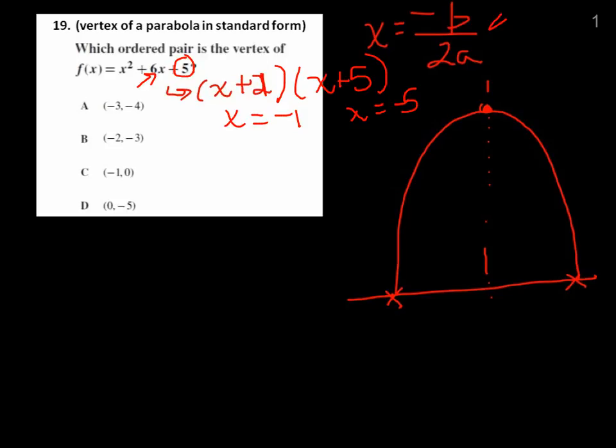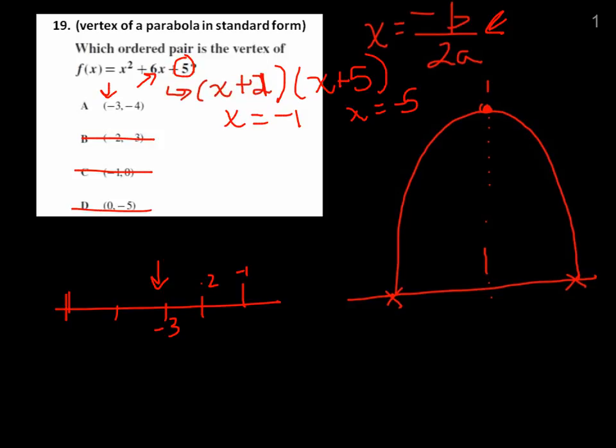This is going to be the same thing you get if you plug this into the formula here. What's right between a negative 1 and a negative 5? Well, we can always count. There's negative 1, negative 2, negative 3, negative 4, negative 5. So it would be right here at negative 3. First of all, there's only one answer choice with negative 3 as the x value, so we could go with that.